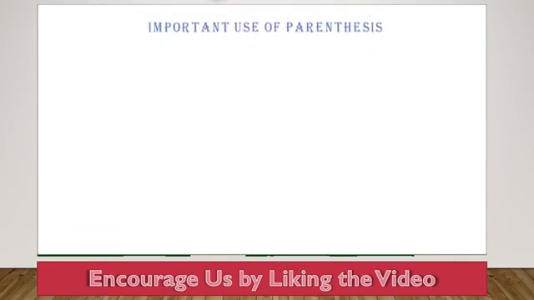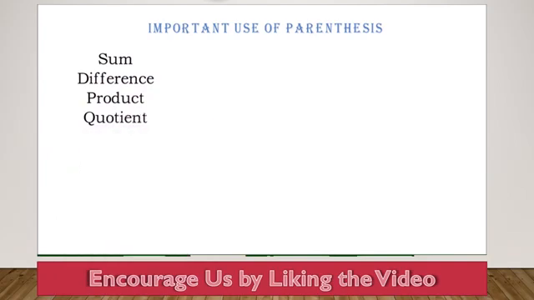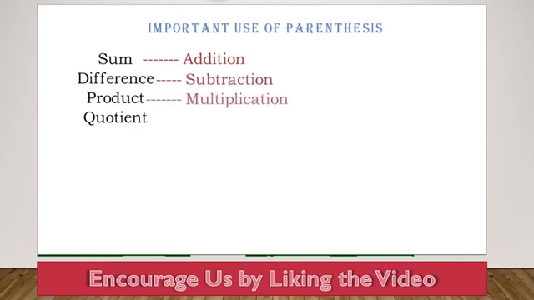Important use of parentheses. Before we end this video, we want to look carefully at these 4 keywords: sum, difference, product, and quotient. We already know that sum means addition, difference means subtraction, product means multiplication, and quotient means division. But these terms denote a group, and it is necessary to put them in parentheses. Then work from there. Example, the sum of 2 and X is 12.